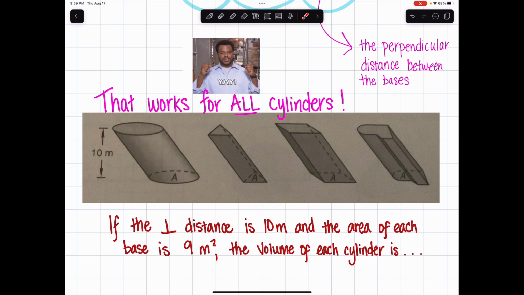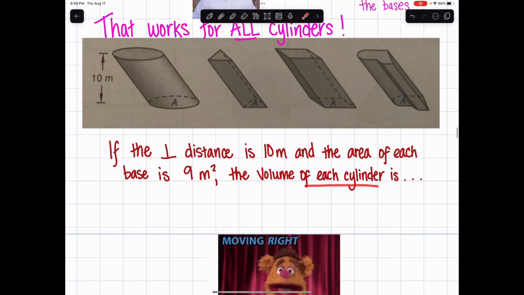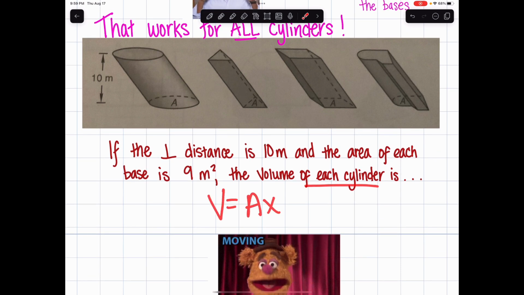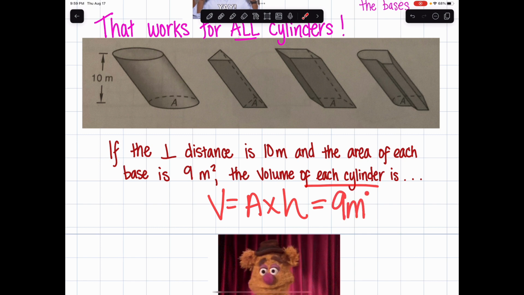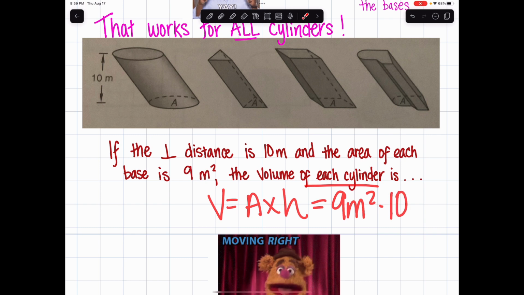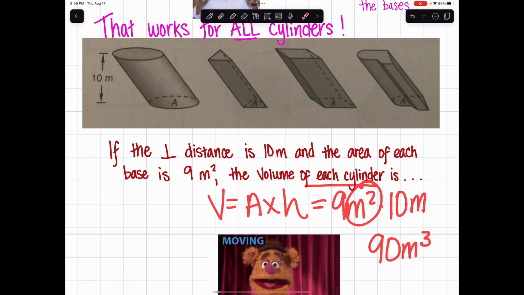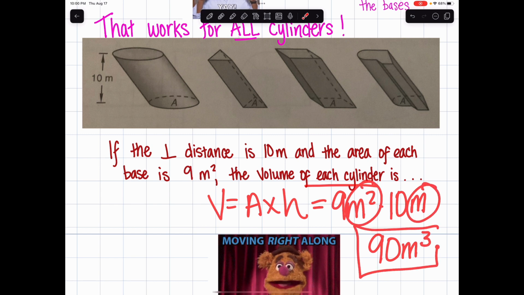Okay, and it turns out that if the perpendicular distance is 10 meters for all of these, let's say we're calculating the volume of all of these. Oh, 10 meters, they're bigger than they look. That's taller than us. And the area of each base is 9 meters squared. Then the volume of each cylinder is going to be what? The volume is the area times the height. So it's going to be area, which they told us is 9 meters squared, times the height, which is 10 meters. And the answer is 90 meters cubed, because you've got meters squared here plus another meter. You end up with 90 meters cubed.